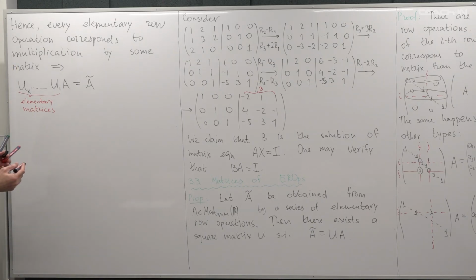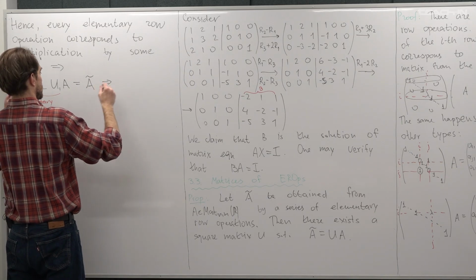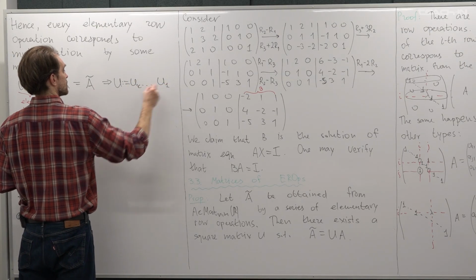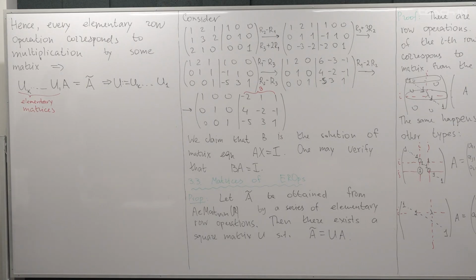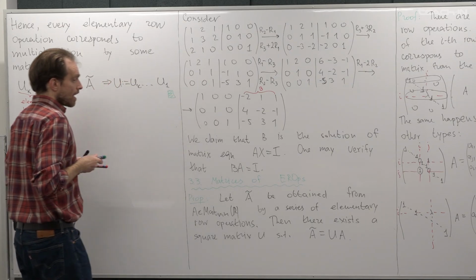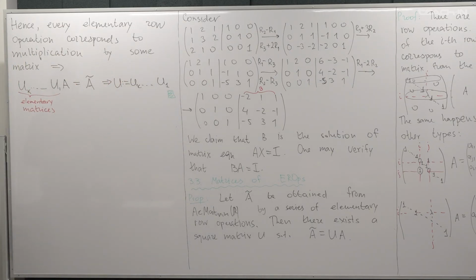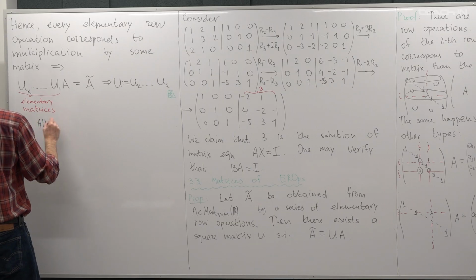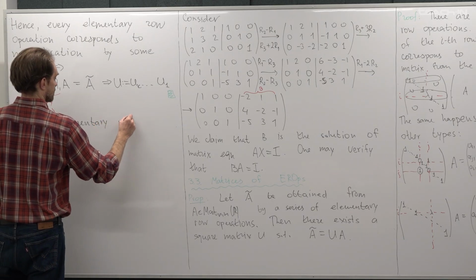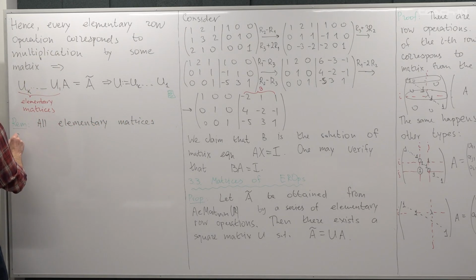So in order to find such a matrix, I need just to denote the product of elementary matrices by U. So we prove the existence of such a matrix. Okay, so this proves our proposition. Okay, so I need to make some remark here. All elementary matrices are invertible.